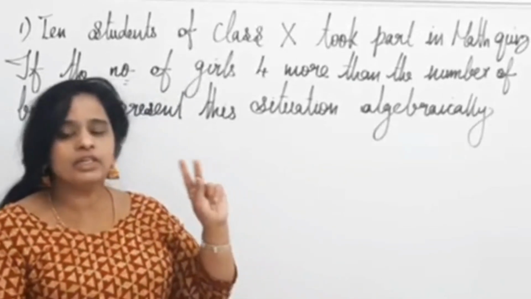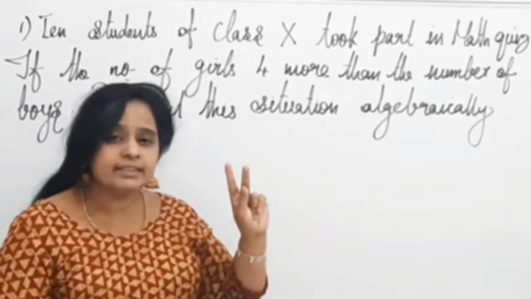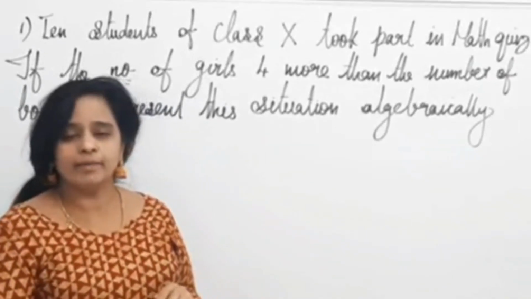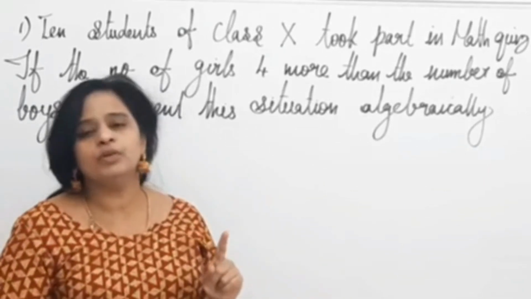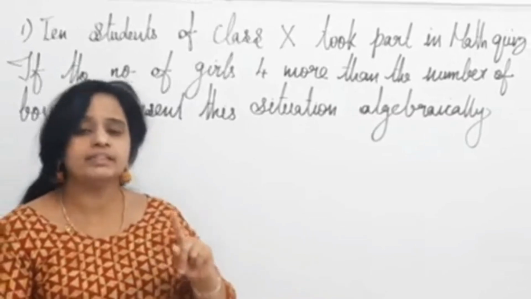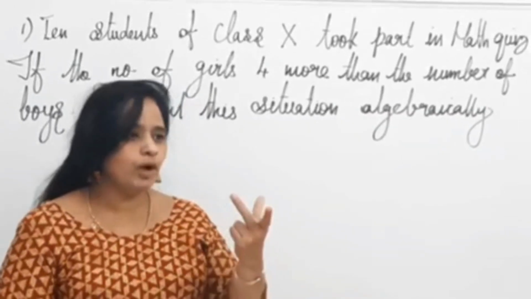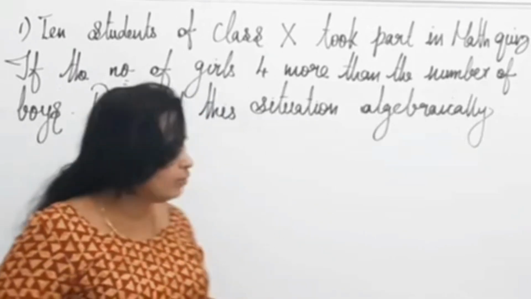So two values are unknown here. You will take one as x, the other one as y. Now, if only one value is asked in the question, then most probably it is a quadratic equation. Hope you understand the difference between the pair of linear equations and the quadratic equation.